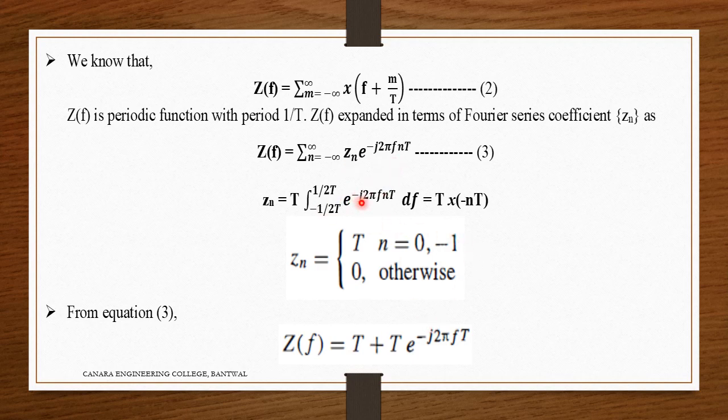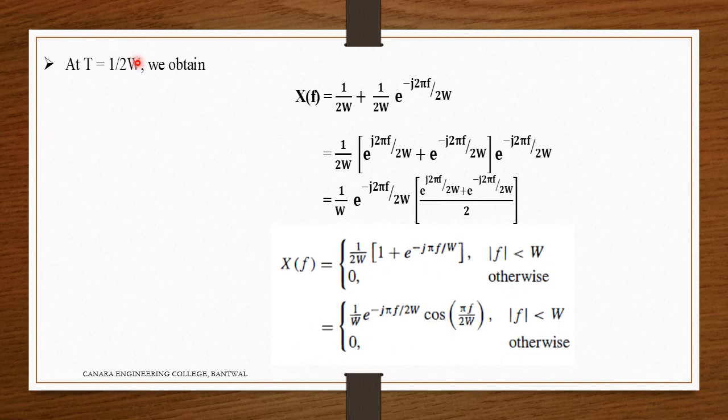Now when n is equal to -1, we have e raised to the power of j2πfT, which we again substitute. Then Z(f) is equal to T plus T e^(-j2πfT). At T equals 1/2W, we obtain X(f) equal to 1/2W plus 1/2W times e^(-j2πf/2W). So I am substituting T equals 1/2W.